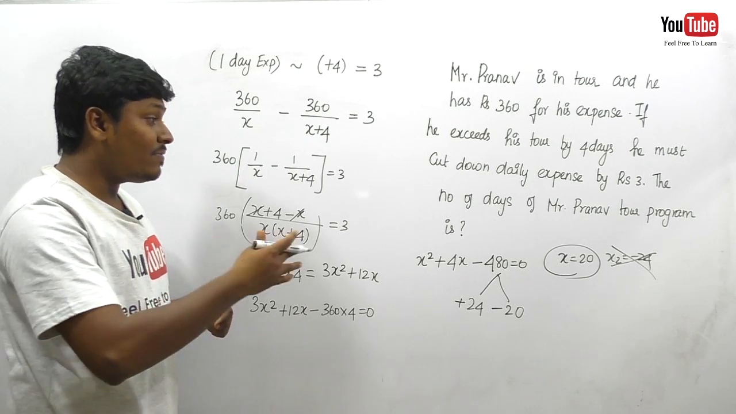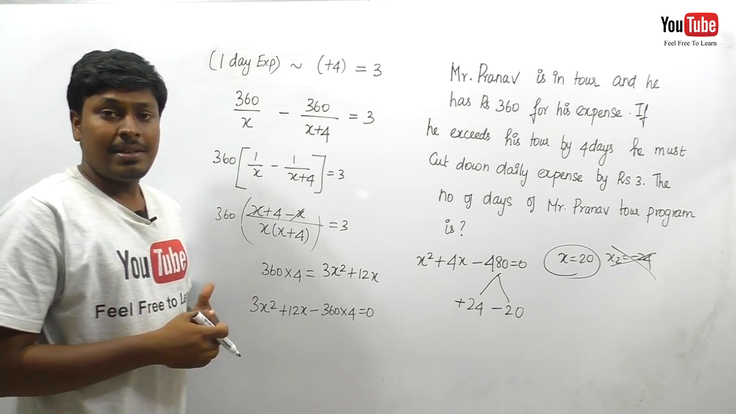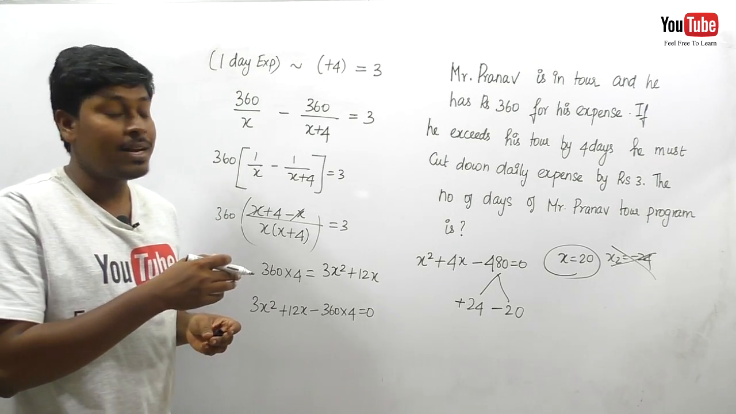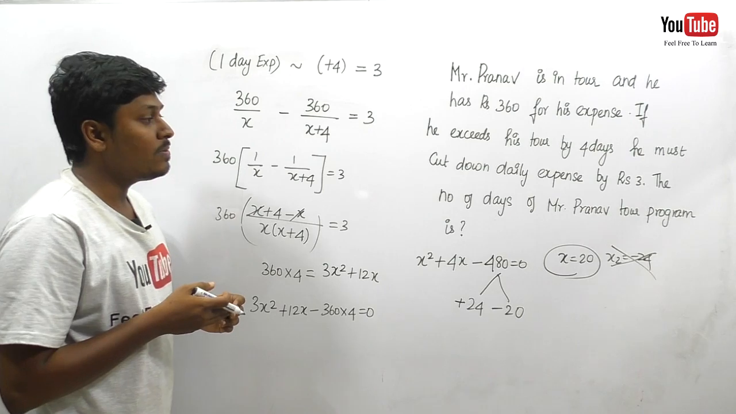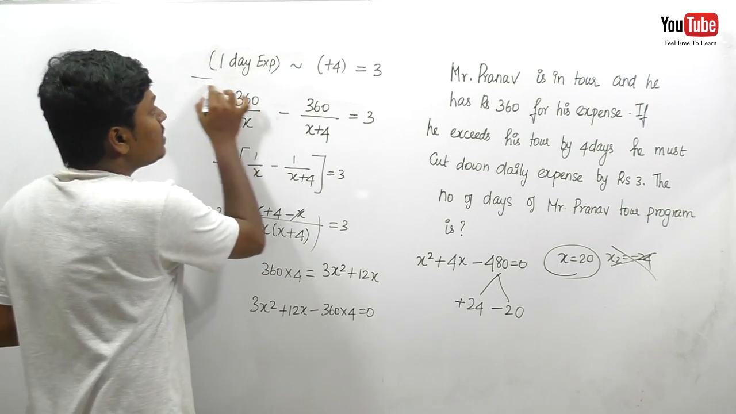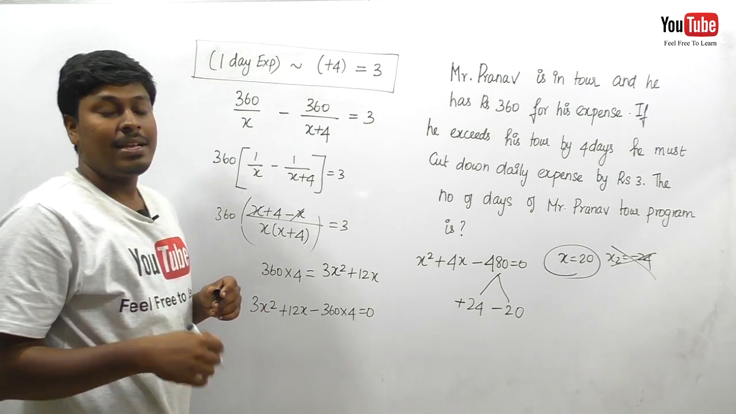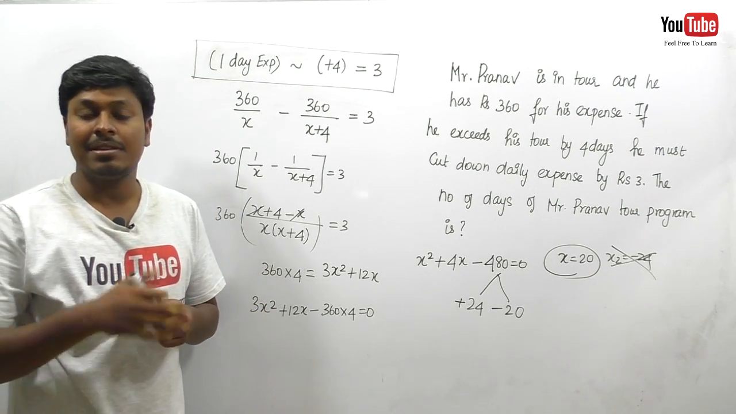I think this is one of the different questions, so let me try to learn this concept also. In case they ask this concept in any bank exam, you should not leave it. So better learn this concept also, which is most important. Remember friends, this equation is most important: 1 day expense, if we extend 4 days, then the difference of both the expenses will be rupees 3.